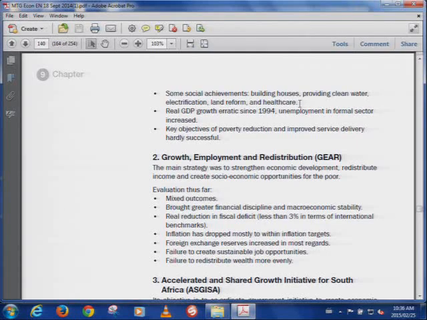We've not had feedback. How far has it succeeded in those pilot centers? The real GDP growth is erratic. It has been erratic since 1994. Unemployment in the informal sector has increased. Key objectives of poverty reduction and improvement of service delivery were not necessarily successful.